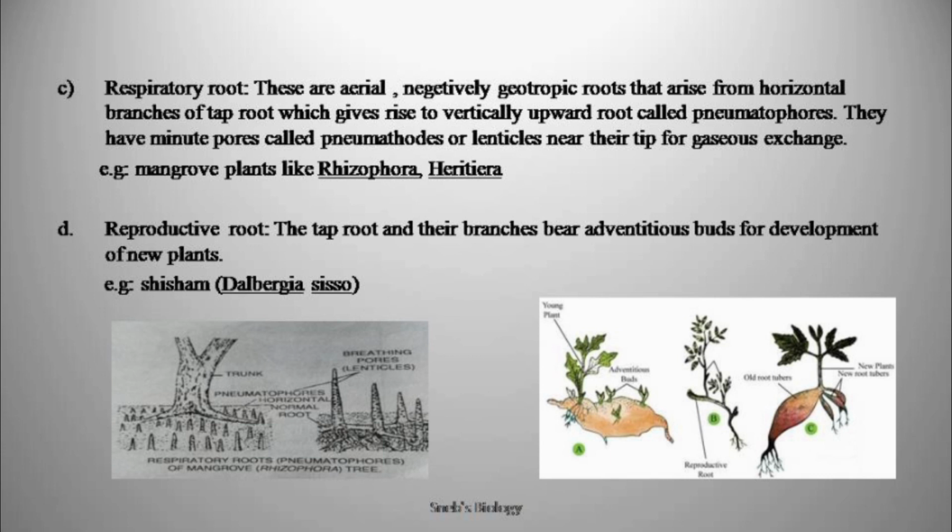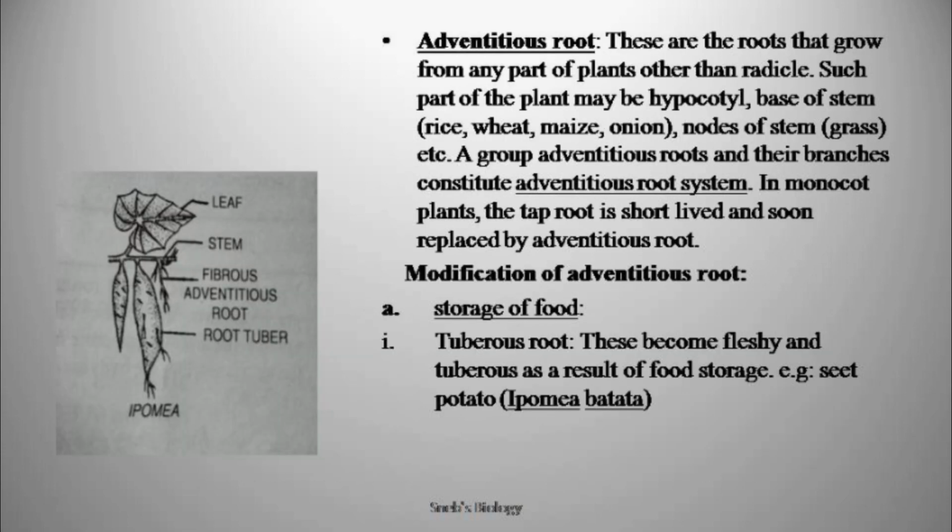Reproductive root. The reproductive roots are very irregular in shape and the root bears some buds. These buds give rise to another root, and this root gives rise to another plant. So on the parent root, there would be tiny roots and they grow from these buds. So here the root helps in reproduction. For example, sesame.